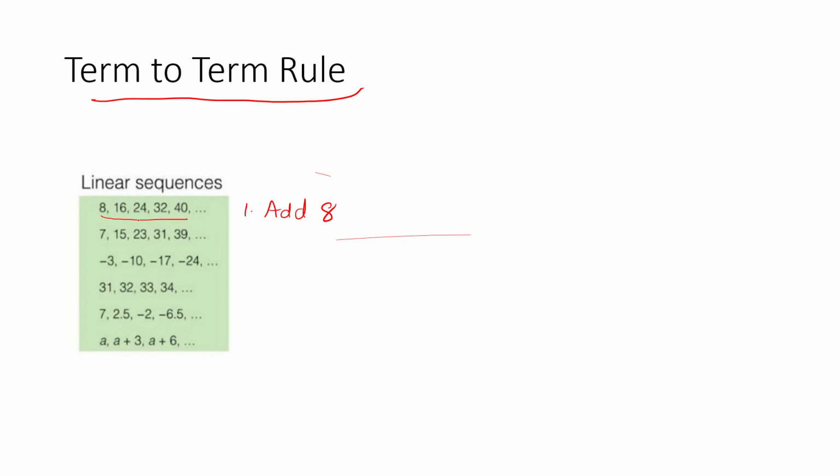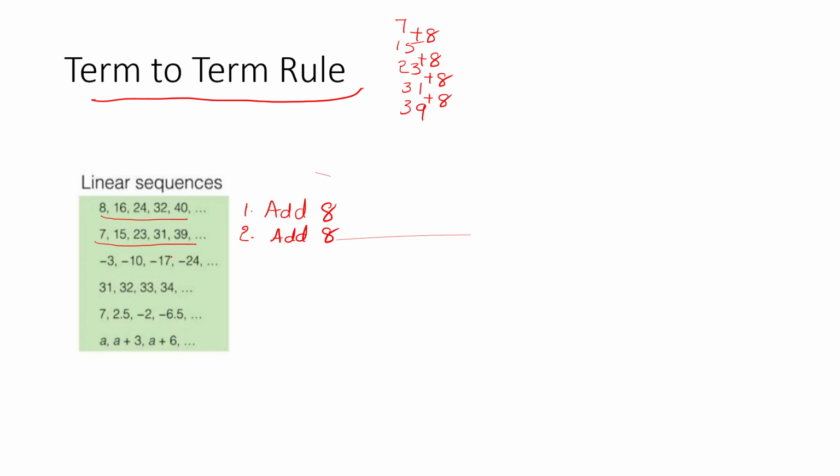Like that. The second example: 7, 15, 23, 31, 39. What will be the term to term rule? So that sequence we can just write here: 7, 15, 23, 31, 39. Along with 7, I can add 8. Here 15 plus 8 is 23. You can check. 23 plus 8, 31. 31 plus 8, 39. So again, what is the term to term rule here for the second example? Add 8.